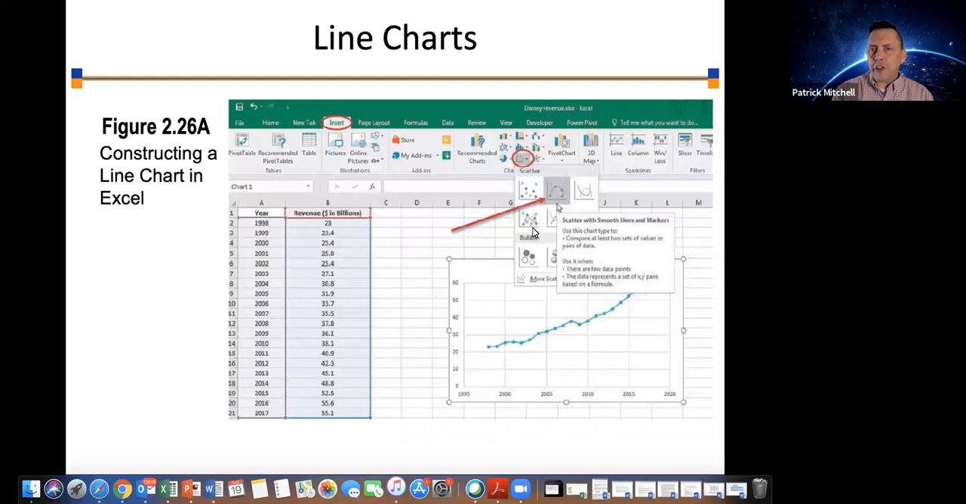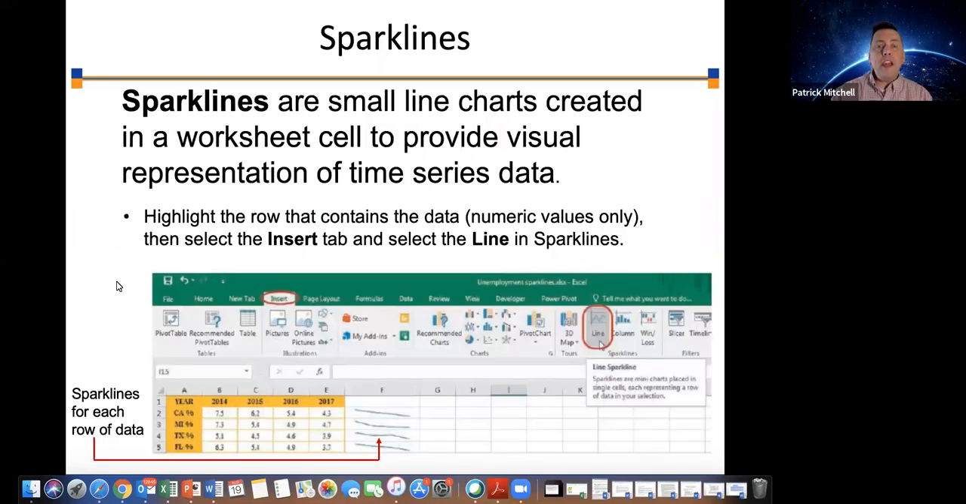Here are the instructions for creating a line chart on Excel. And finally, we have Sparklines. I will confess this is something I'd never heard of before. Sparklines are small line charts created in a worksheet cell to provide visual representation of time series data.